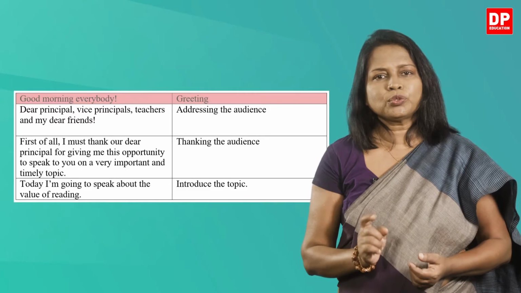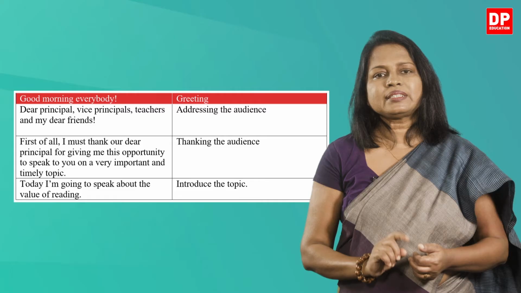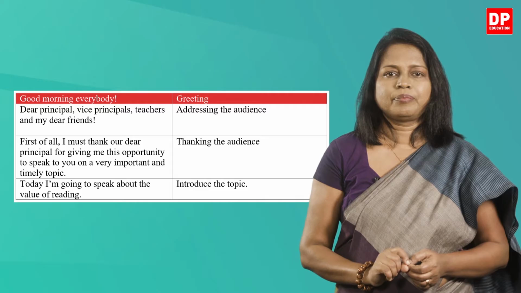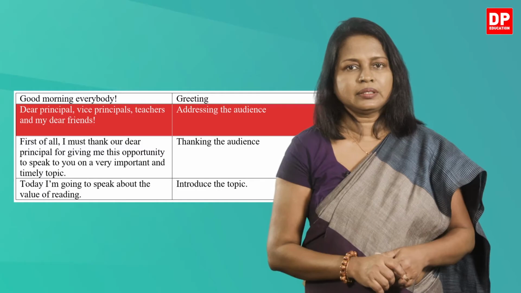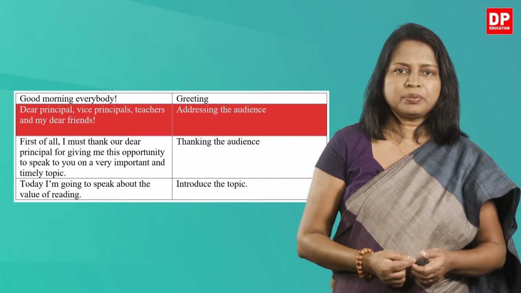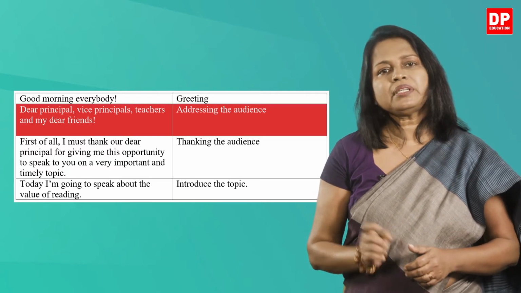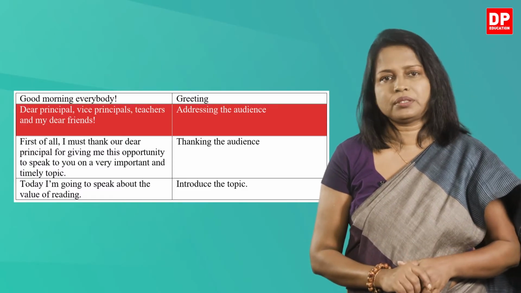I will show you an example so you can understand this better. Let's read this beginning of a speech. First, you have good morning everybody, which is a greeting. Depending on the time, you can use a phrase like good afternoon or good evening. Then you address the audience. Look at the example. Dear principal, vice principals, teachers and my dear friends. So those are the people in this audience. This may change according to the place you are making your speech.